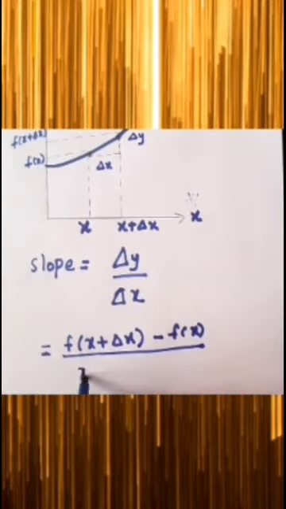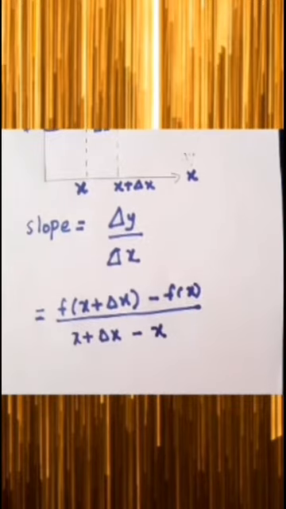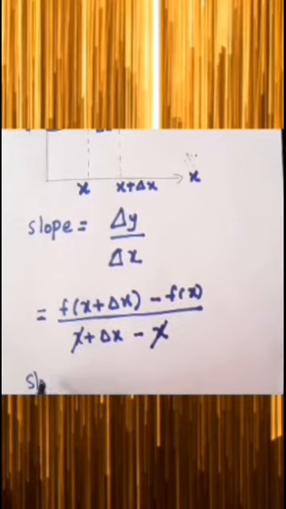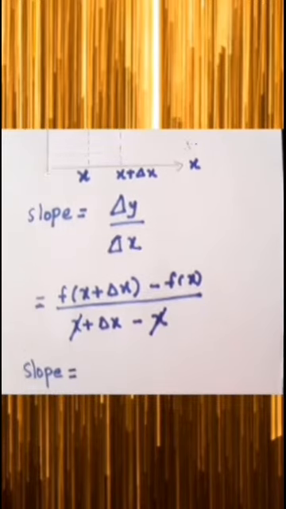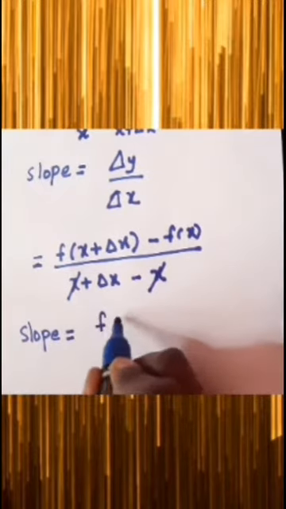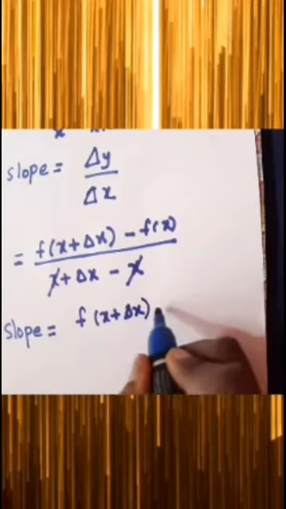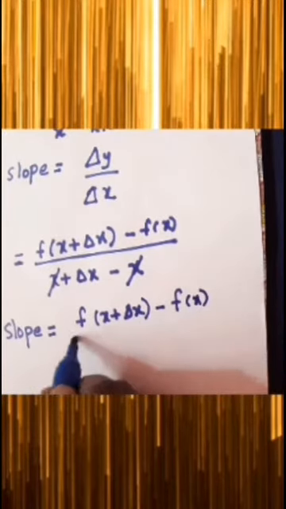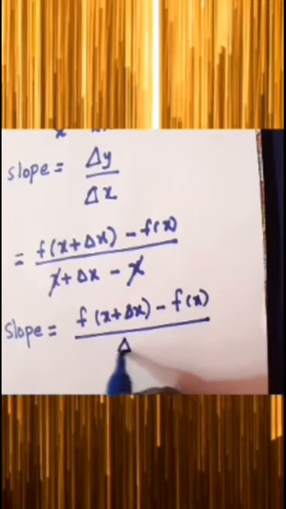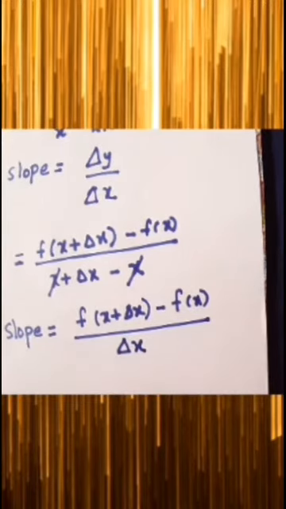Delta x is x plus delta x minus x. Plus x and minus x will get cancelled. So your slope is equal to f of x plus delta x minus f of x, the whole term, divided by delta x. Okay, so this will be the slope at this particular point.